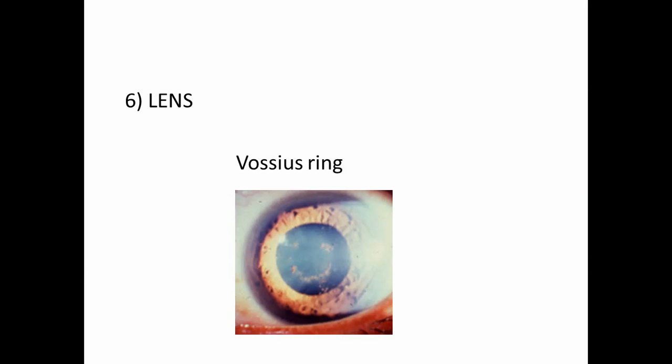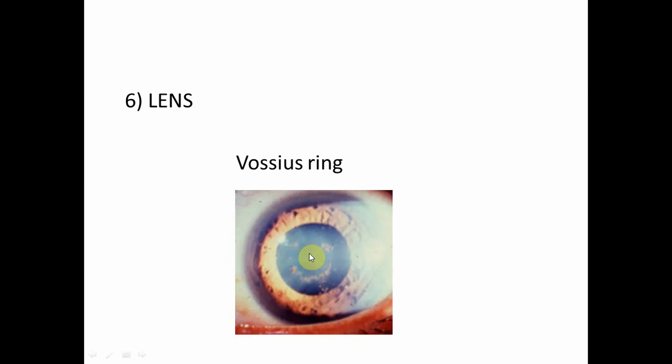What do we see on the lens? One of the classical manifestations that we see is the Vossius ring. What exactly is a Vossius ring? It's basically the pupillary margin hitting the anterior capsule of the lens. So we will see some amount of pigmentation which comes from the pupillary margin on the anterior lens capsule. So you see a nice ring of pigmentation on the lens. So that is what we call a Vossius ring.